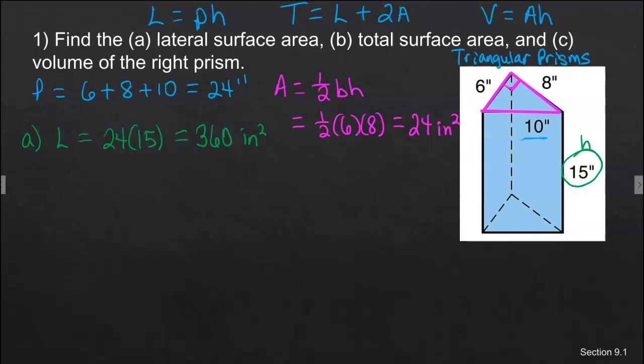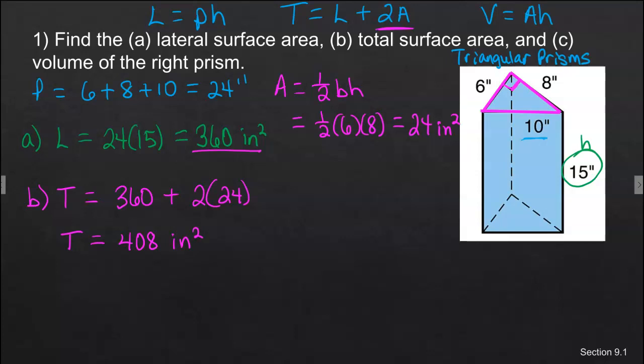On part B, we're going to find the total surface area. So we need this, 360. That's L in our formula, right? And then 2 times the area of the base. So 2 times 24. That's going to be 360 plus 48. So my total surface area is 408 inches squared.